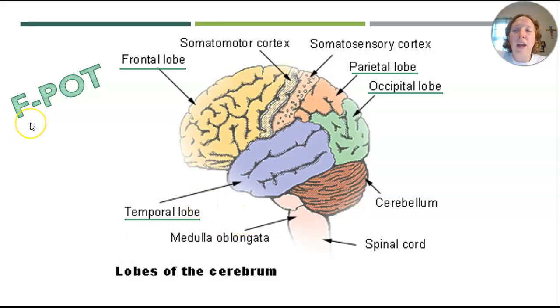All together, you can think of the mnemonic device, this is a little silly, called FPOT. Frontal, parietal, occipital, temporal. So it's like you're walking through your head from front to back and then finishing up with the sides. So it's a little mnemonic device to remember all four lobes.